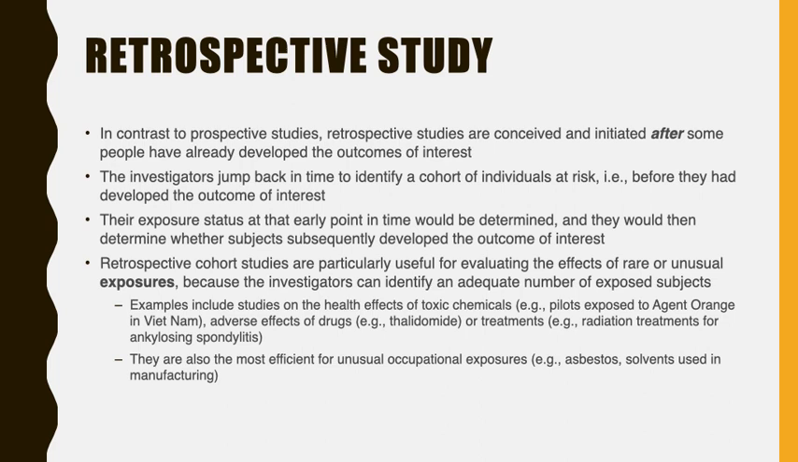These types of cohort studies are particularly useful for evaluating rare or unusual exposures because the investigators can identify the number of exposed subjects. So for example, some of the types of outcomes that might lead to a good retrospective study would be something like looking at the health effects of people exposed to Agent Orange in Vietnam, or looking at certain drug treatments like thalidomide, or looking at other treatments like radiation treatments. These are very efficient for looking at occupational exposures. So this is most often what we use to look at things like asbestos.